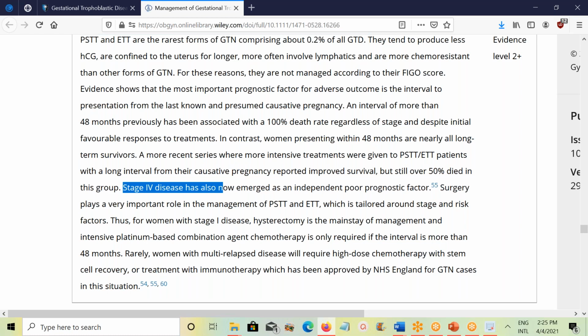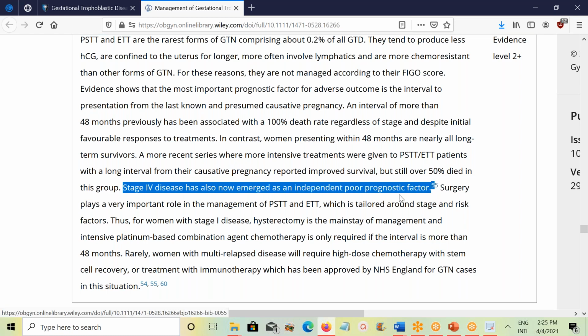Stage 4 disease has now emerged as an independent poor prognostic factor. Like, the patient presented and it was already stage 4. So in that case, it will play a very important role in the management of PSTT and ETT, and the patient will need extensive therapy. Here the surgery is going to play a vital role. If there is stage 1 disease, we should be offering hysterectomy because that is the mainstay of the treatment.